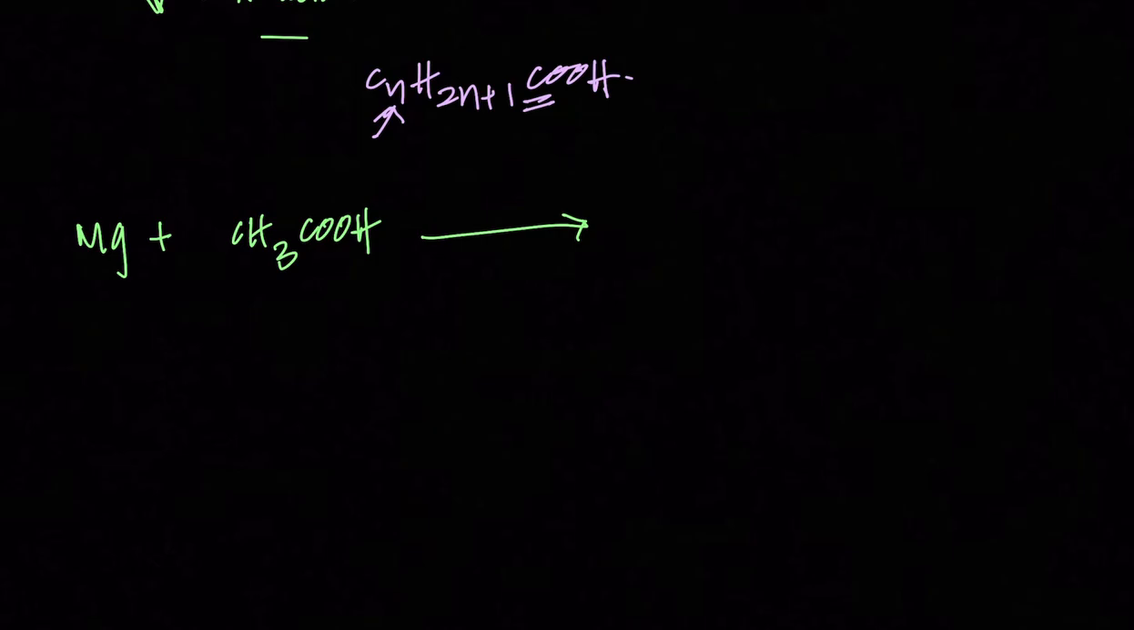The magnesium is going to basically displace this hydrogen. Which hydrogen? Right here. That's the acid hydrogen. This hydrogen belongs to the acid. So magnesium goes here, displaces this hydrogen and gives you magnesium ethanoate.